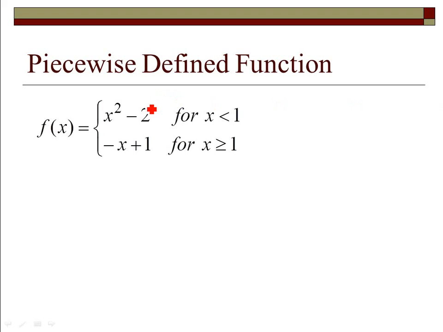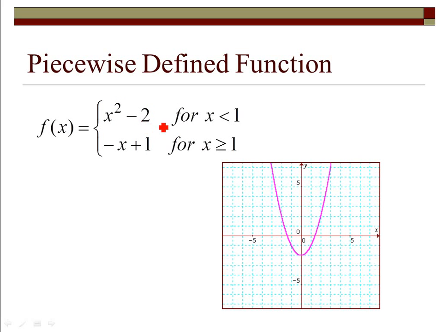If I look at this equation right here, we have x squared minus 2. Well, I've got a parabola that's shifted down 2. But this is only true when x is less than 1. So if I look at x as 1 right here, it's only going to be true for the values going in this direction.